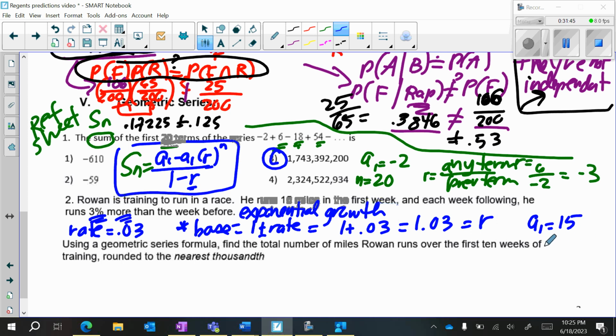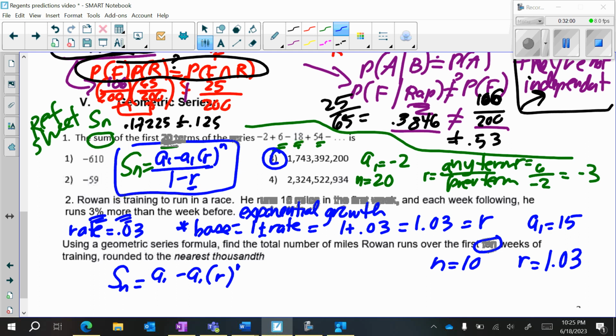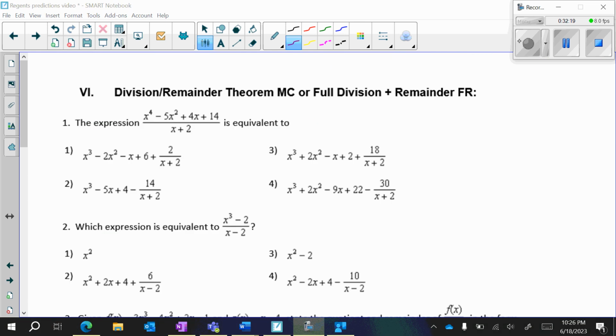So the first week he ran 15 miles, and then every subsequent week he ran a little bit more. So his common ratio is 1.03, and specifically we are interested in 10 total weeks. So you would do the S sub n formula, same exact formula as above, just copy it down from the reference sheet, and then you would just plug in these numbers here and get your answer. And then make sure at the end you round to the nearest thousandth. So remember, there's no shame in counting on your fingers. Tenths, hundredths, thousandths is 3 decimal places. So at the end, go back and make sure you round it appropriately.